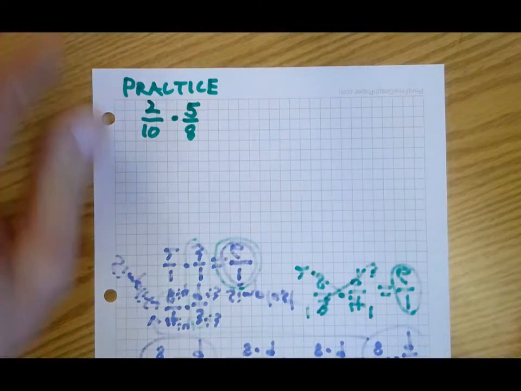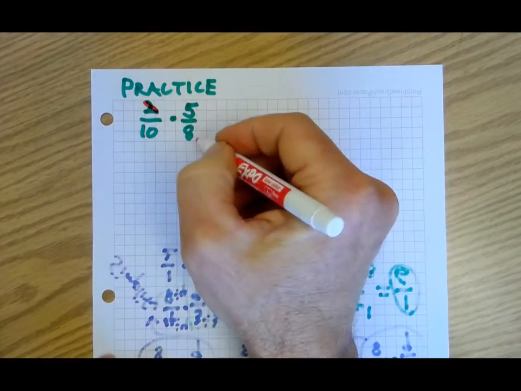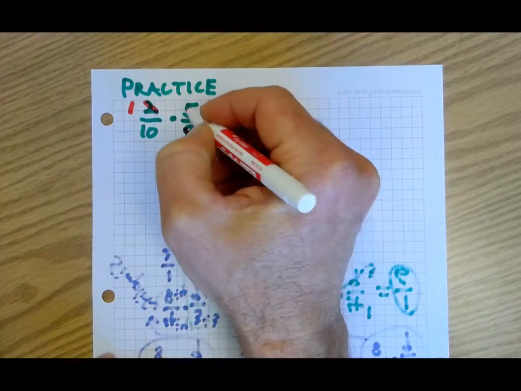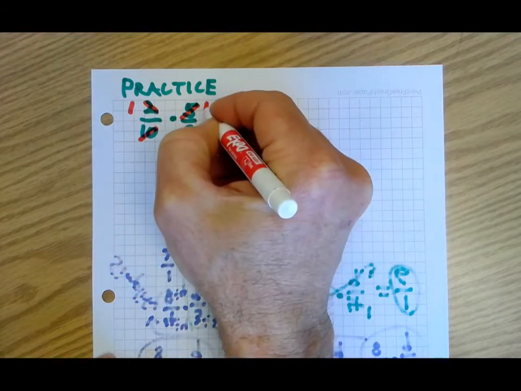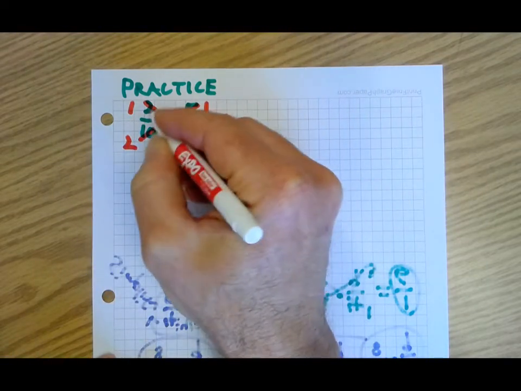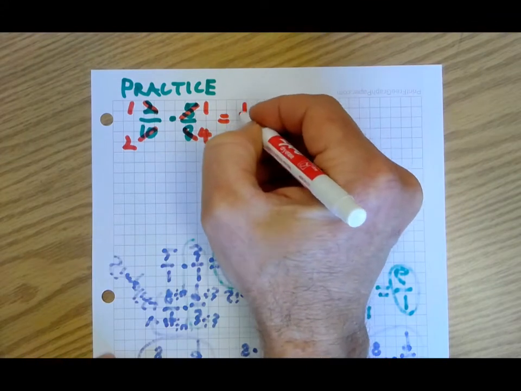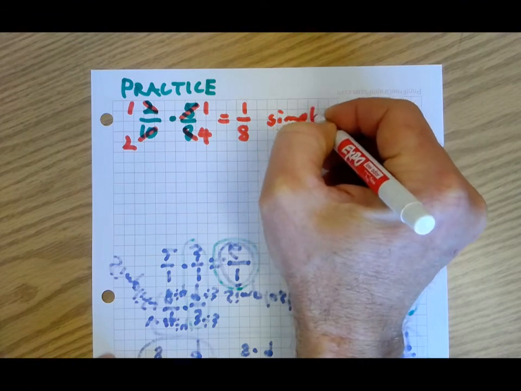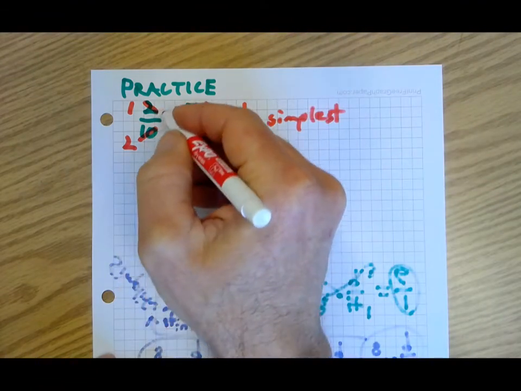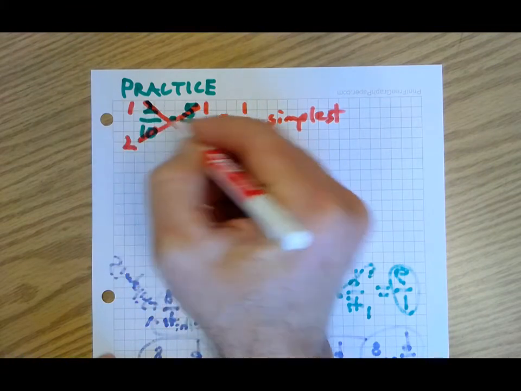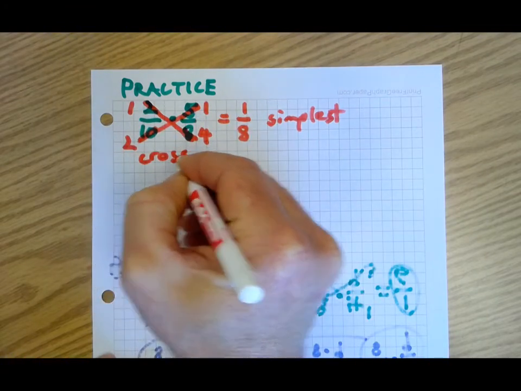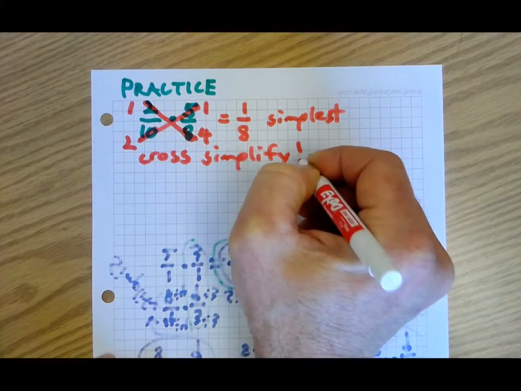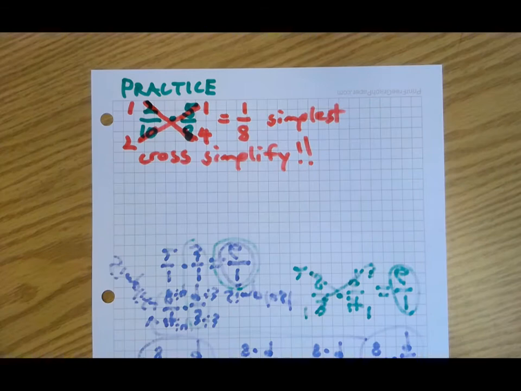I'm going to swap colors again. 2/8 is the same as, right, 1/4. And 5/10, same as 1/2. So 2/10 times 5/8 is 1/8. And it's already in simplest form because we cross simplified. Boom, makes things easier, gets the numbers smaller.